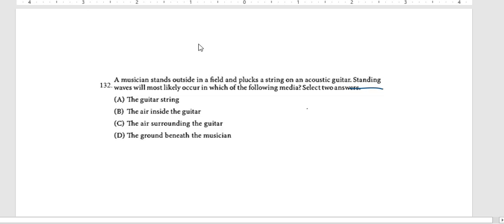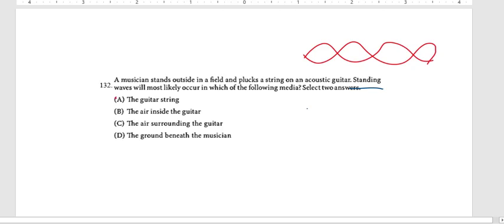Okay, this one is just like the wording's tricky. A musician stands outside in a field and plucks strings on an acoustic guitar, assuming he's playing a song, or she. Standing waves will most likely occur in which of the following media? Well, standing waves, that's where they resonate. They look like this. You have your harmonics. Basically, that's how you create music. So they resonate. The interference causes them to. Will most likely occur in which of the following 2?